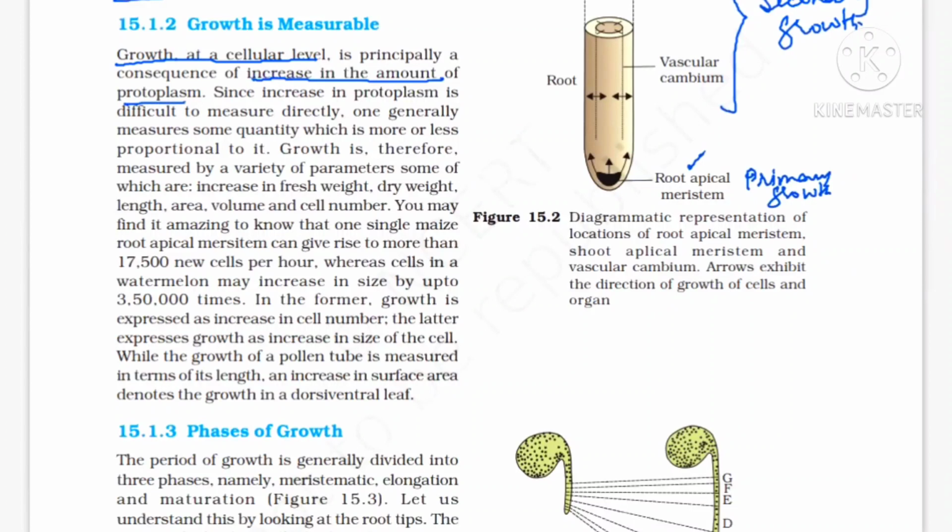At the cell level, suppose this is one small cell, and I find the cell is becoming big. What is going on? Protoplasm is increasing. So growth at the cell level is an increase in the protoplasm. And an increase in the protoplasm is very difficult to measure directly. So you have to take some other characteristic for measuring it.